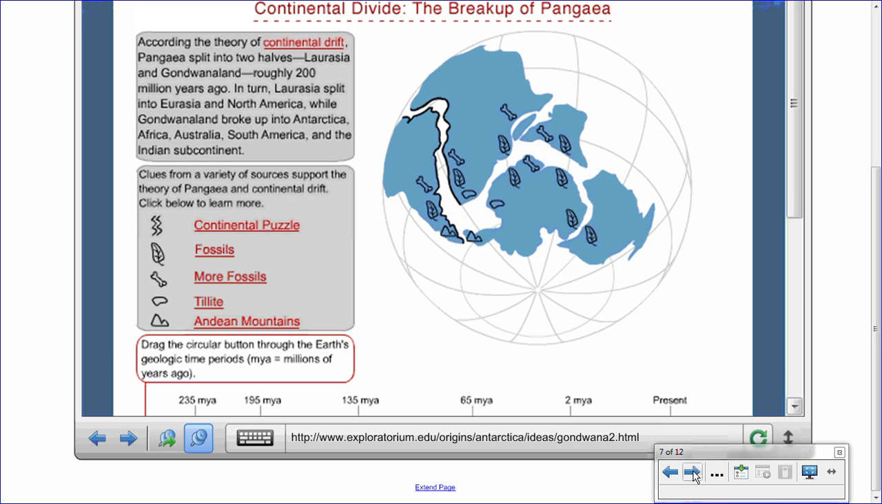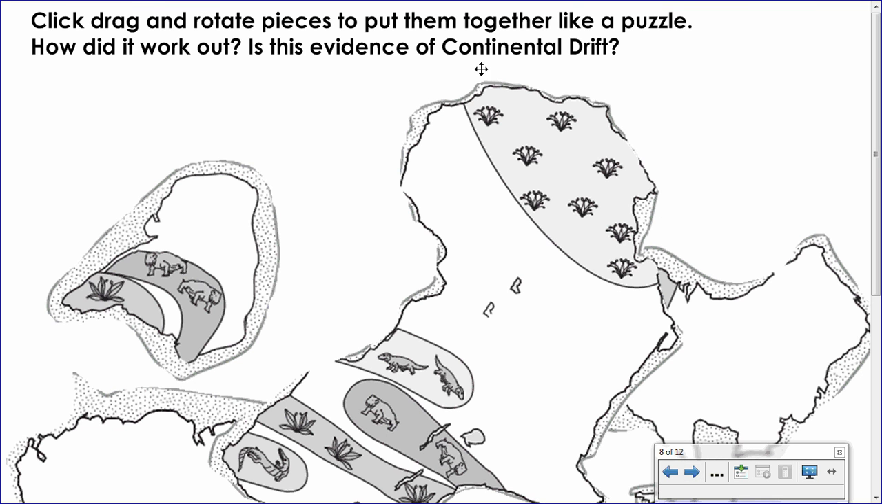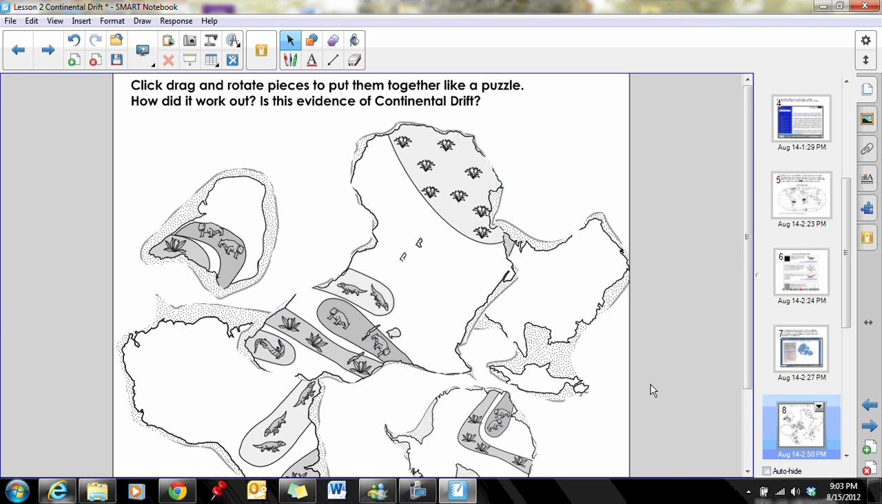Okay, moving on. This is really neat and fun, so make sure you explore all the way through what it has to offer. The next thing we're going to do, and I'm going to make our page a little bit smaller because we can't quite see everything there, is click and drag and rotate the pieces to put them together like a puzzle.